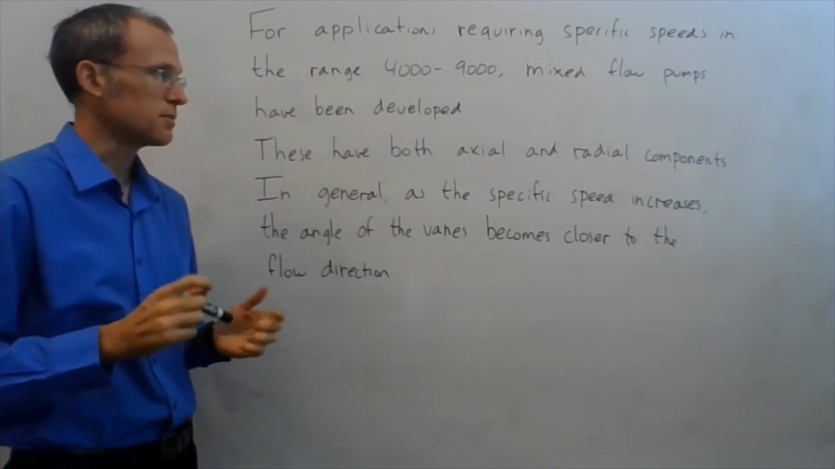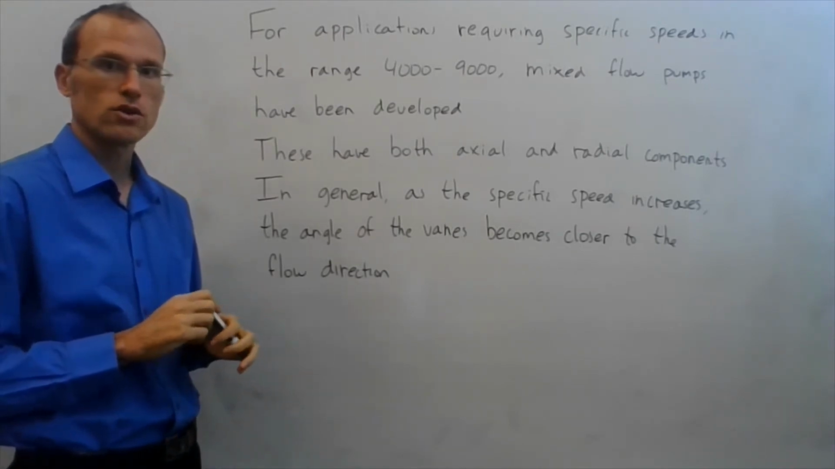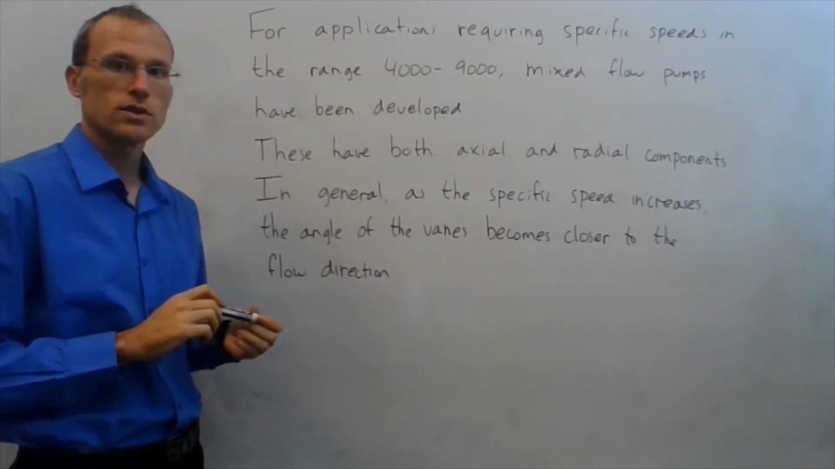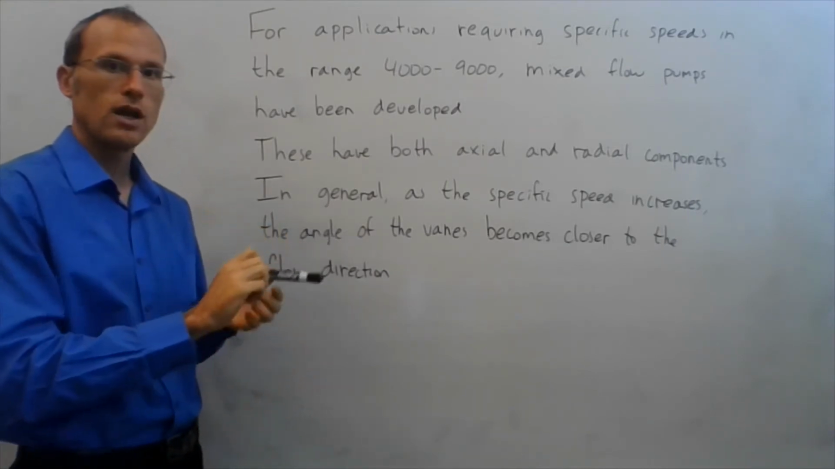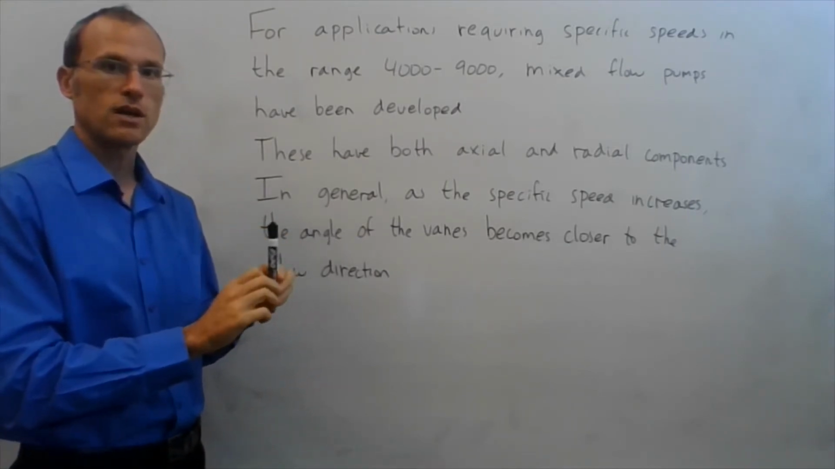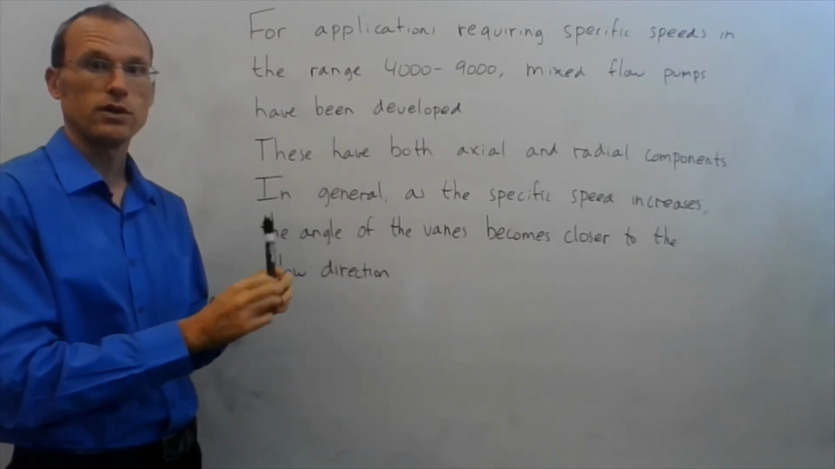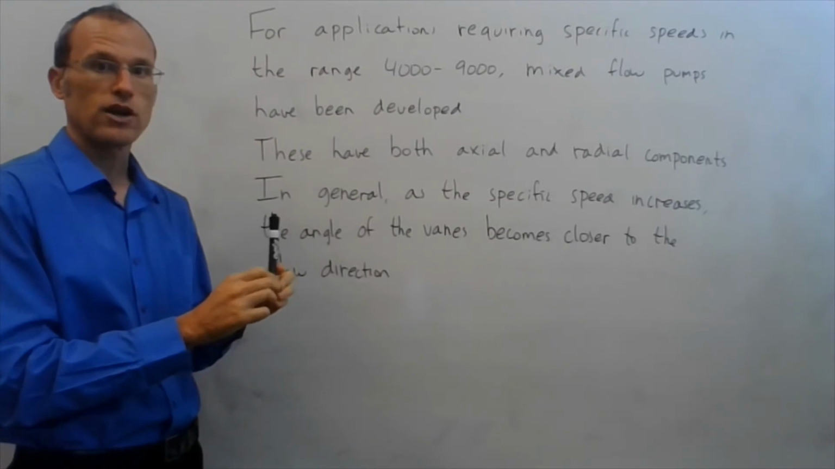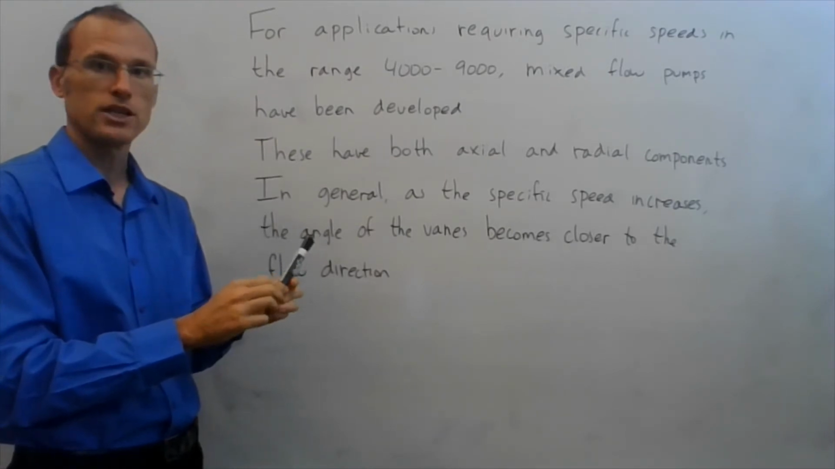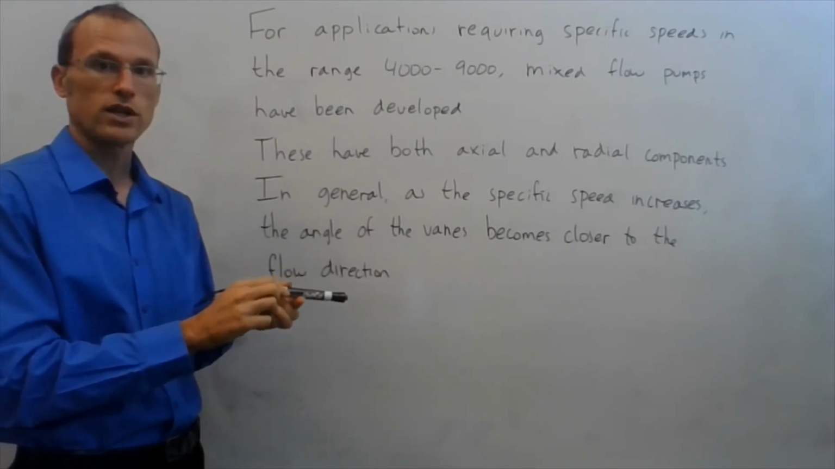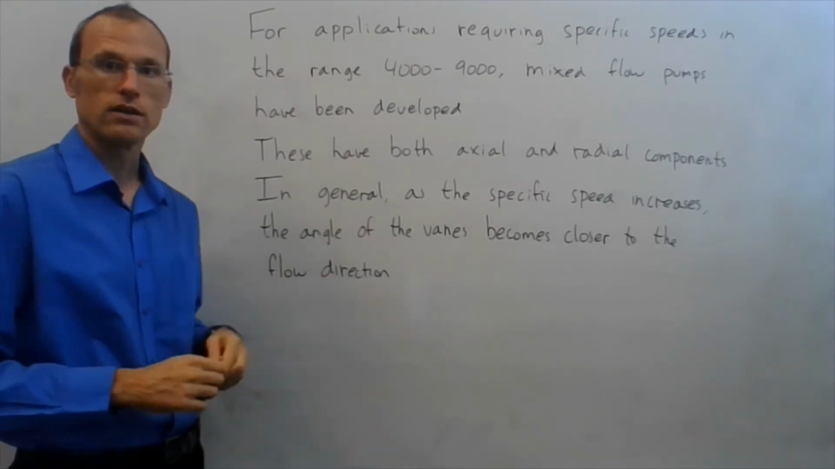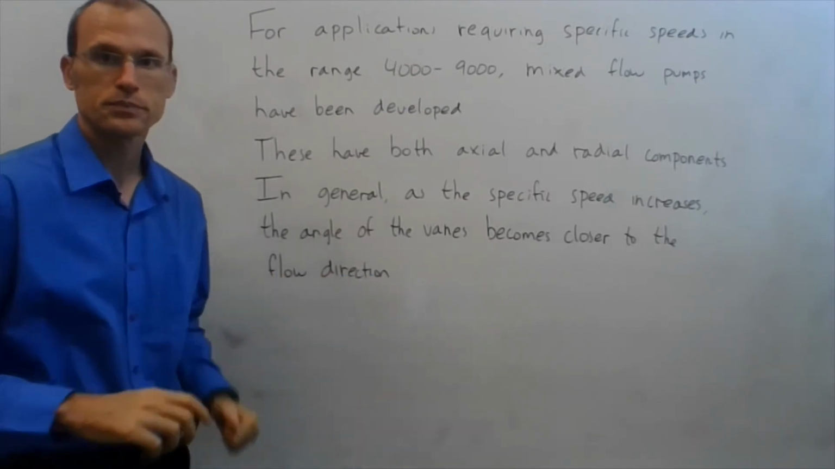In general, as the specific speed increases, the angle of the vanes is going to go more towards the flow direction. So if the flow is coming left to right, at low specific speeds my pump is expelling the fluid radially, and then as it gets to higher and higher specific speeds, it goes to some combination for a mixed flow pump, and then eventually at really high specific speed it pushes straight in the same direction.